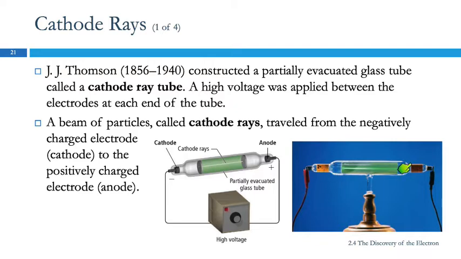So this is a glass tube that's partially evacuated, and it has a little bit of gas inside of it. And it's got electrodes at each end. And if you apply a high voltage to it, you can see a ray that goes from one end to the other. So that bit of light there, that's the cathode ray. That's an actual picture of one.